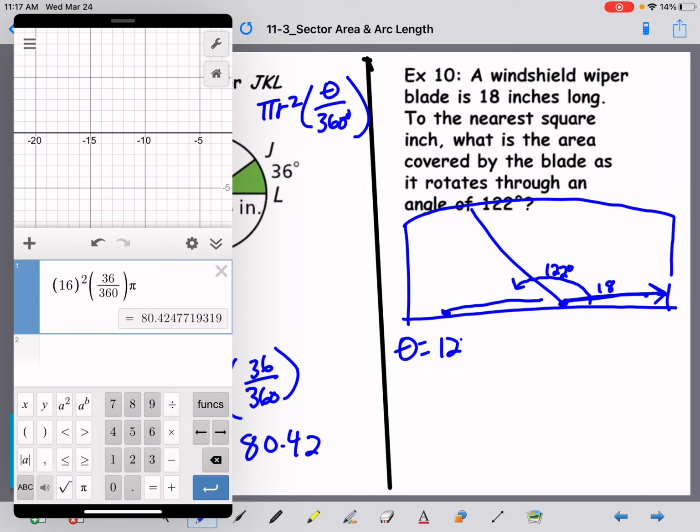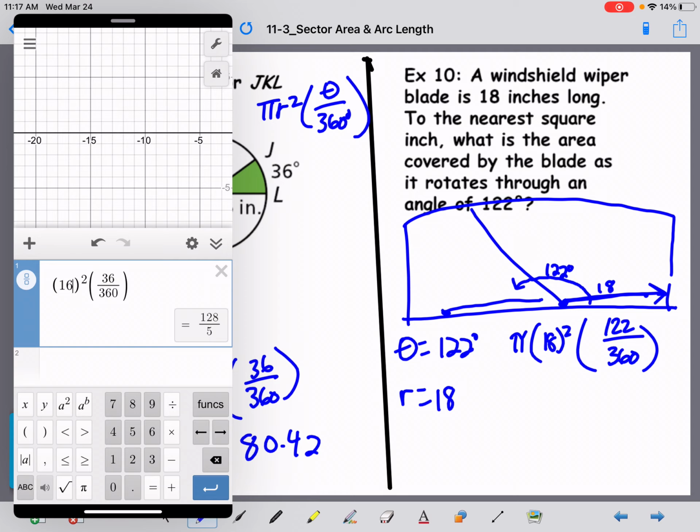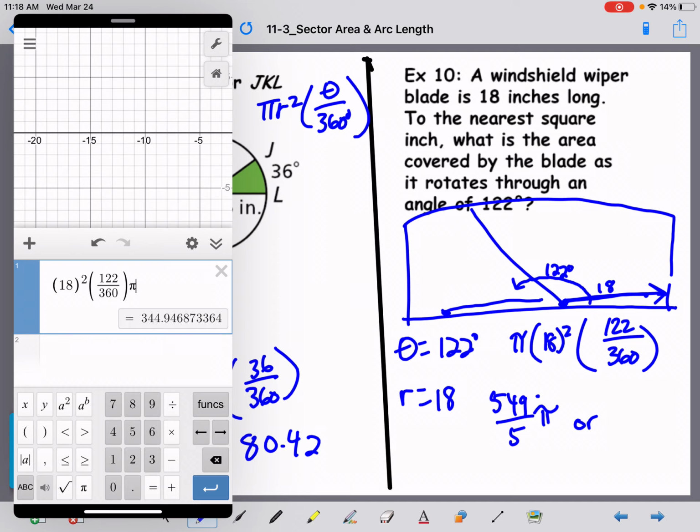So I got an angle I can use, and I got an R I can use. The length of that windshield wiper is as far as it can go. So my formula says pi r squared theta divided by 360. So when I type it in, I'm taking out the pi. 16 becomes 18. 36 over here is going to turn into a 122. So I got 549.5 pi, or type in that pi, I get 344.95. And that would be inches squared.